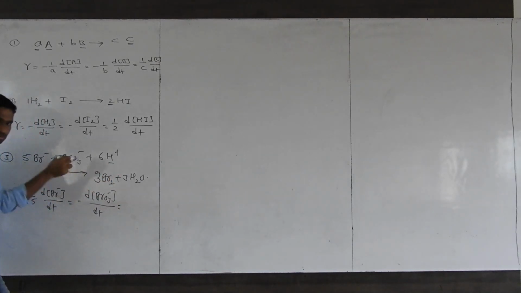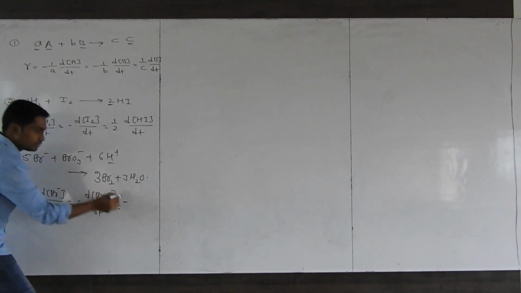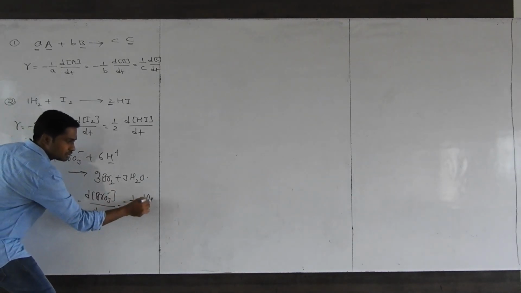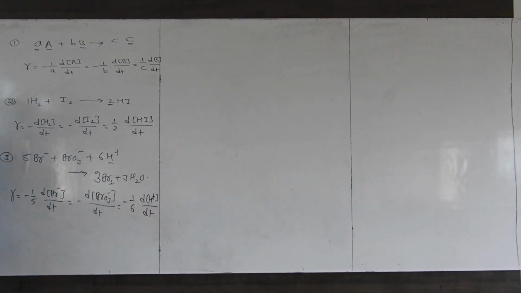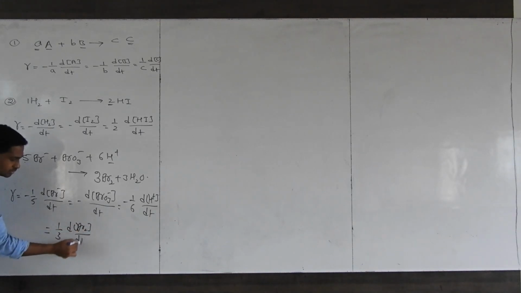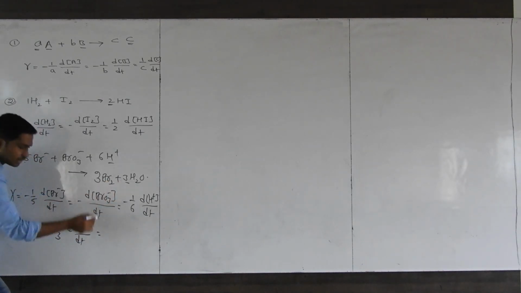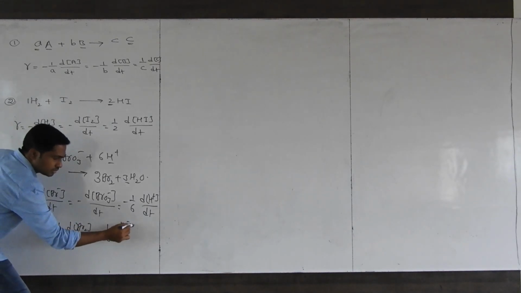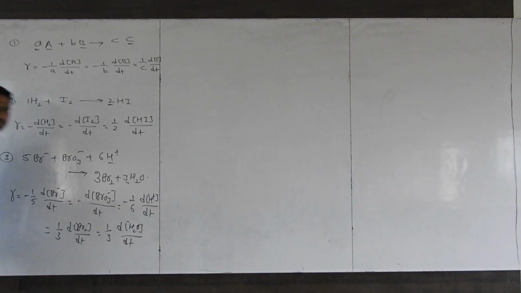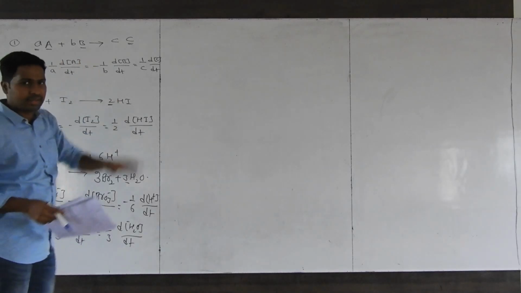With respect to H plus, which also reacted, a minus sign should be written. 6 becomes 1 by 6, change in concentration of H plus by time change. With respect to product also we can write it, is equal to, for product we only write a positive sign. Coefficient becomes 1 by 3, change in concentration of Br2 by time change, and for water also 1 by 3, change in concentration of water by time change. Very simple: for writing rate of reaction in terms of reactants, we write a negative sign. Whatever coefficients are there, they become reciprocals. With respect to product, we do not need to write any sign.